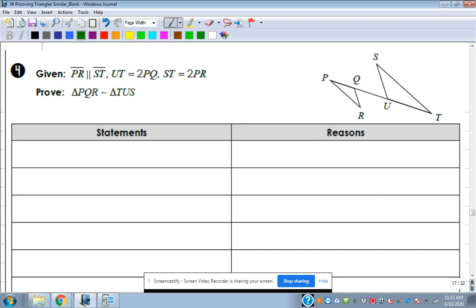All right, so this one's a little tougher. You got a lot more going on in the given. They give us some parallel lines there. So I'm going to write that stuff down. PR parallel to ST. There's a lot going on there, so I'm just going to do one thing at a time and get some stuff out of that. So PR is parallel to ST.